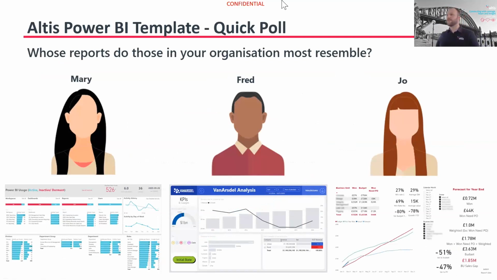And actually, we'll kick off our second poll right now, because I'd love to know what reports your organization most resemble. So I'll kick that poll off. Are you more like Mary, Fred, or Jo, or a bit of all three? And already we're starting to see that a lot of you are a mixture of all three. That's expected. That's what I see every time usually. But yeah, there's a lot of Fred as well.